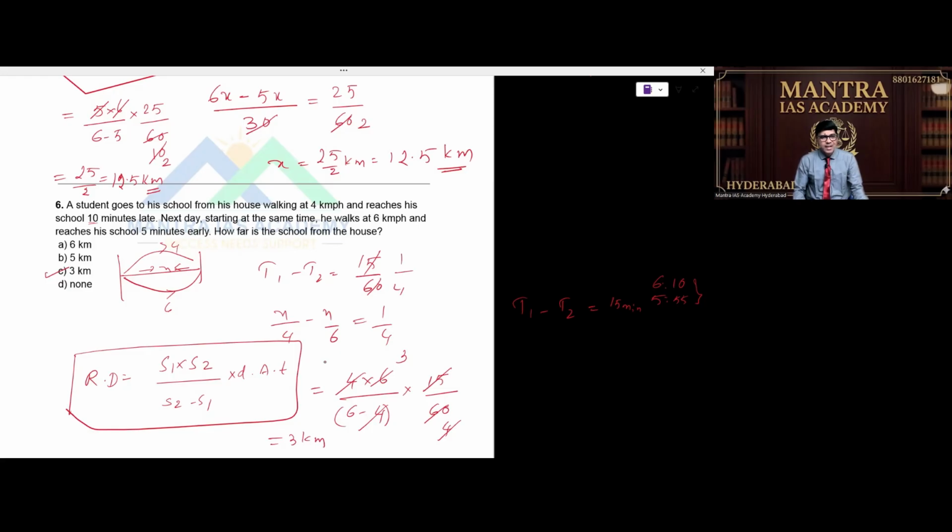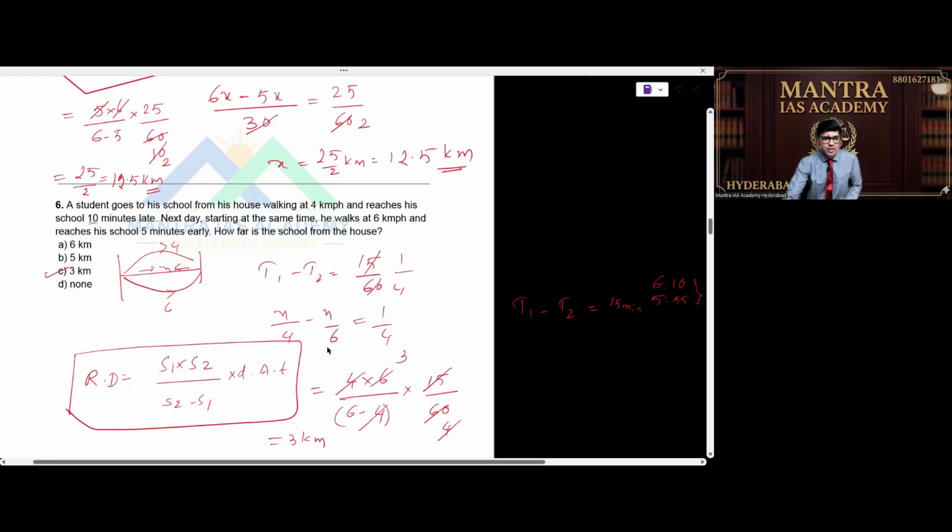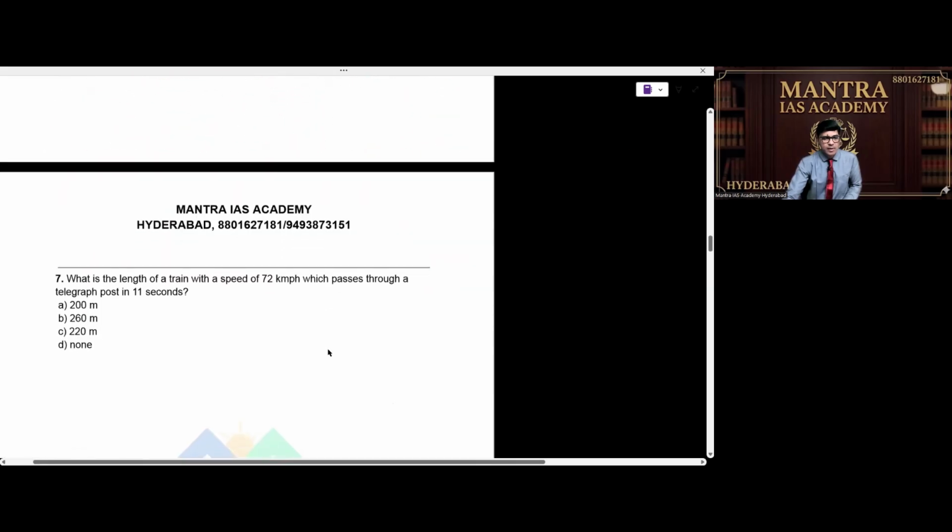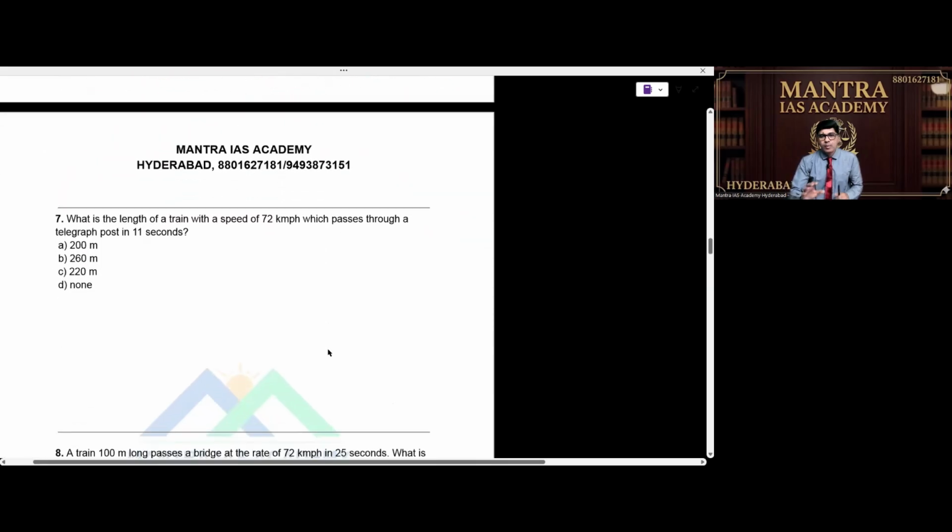Hope you understood. Then a very beautiful shortcut. Please focus on the shortcut. Then go to problem number 7, beta. Now, the problems on trains.